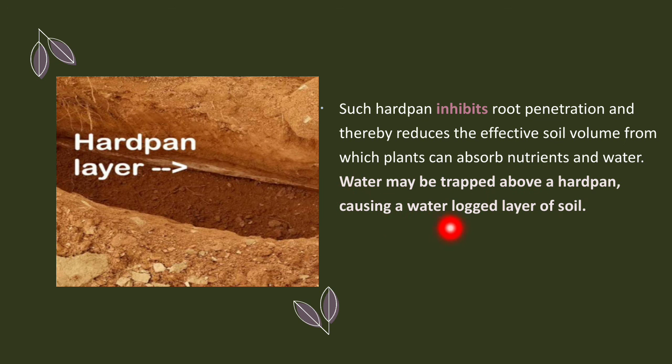Water may be trapped above a hard pan, causing a waterlogged layer of soil. Here, hard pan causes a waterlogged layer of soil, and water can't penetrate, infiltrate or percolate because of this hard pan layer, so water is trapped and results in a waterlogged layer of soil. So today we learned physical factors in soil for plant growth.